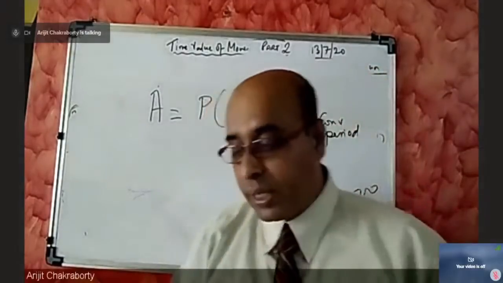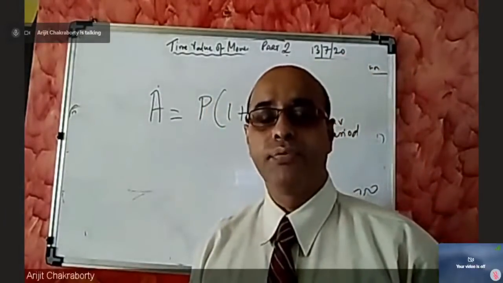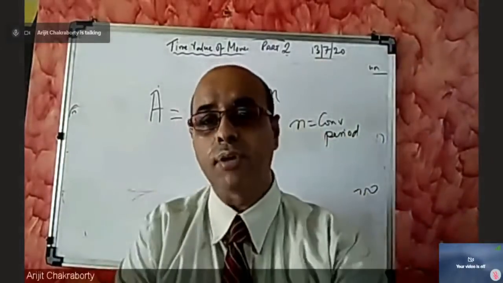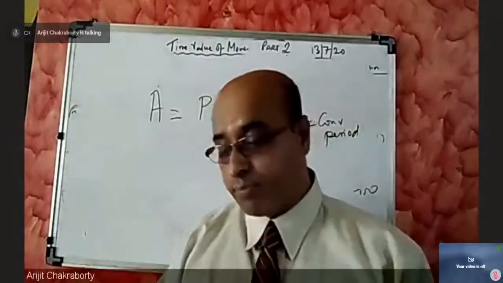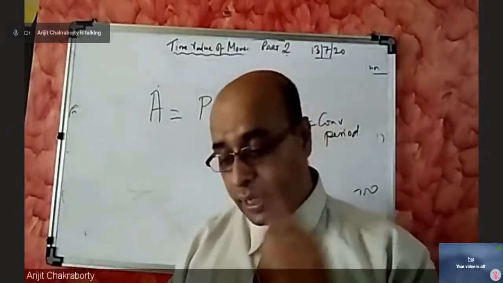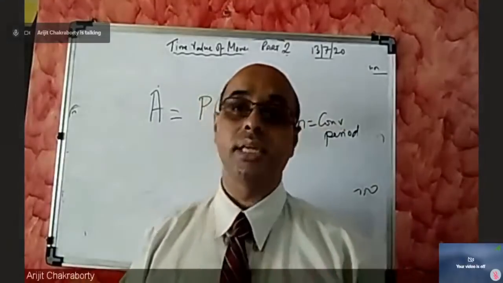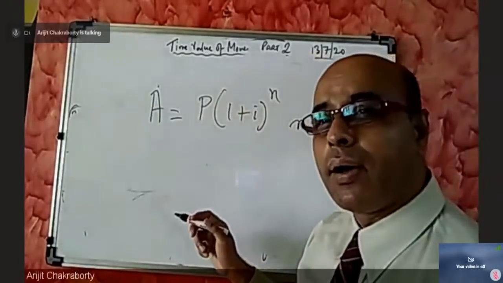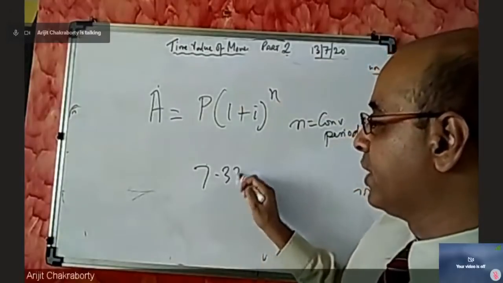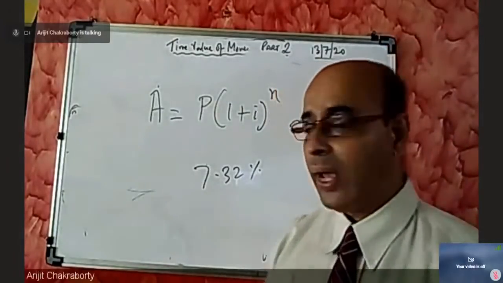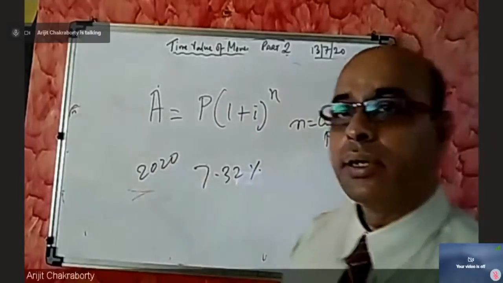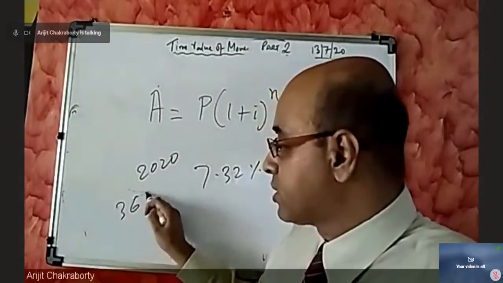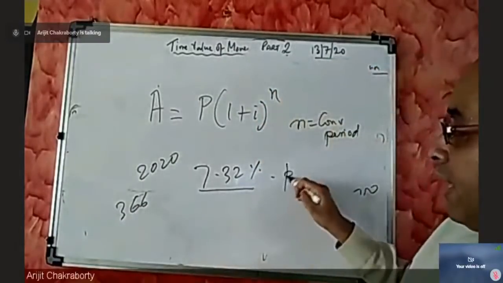The question is, if daily compounding is given, there's a question from Divesh Singla from Patiala. Sir, if it is daily compounding and the year is a leap year, shall we divide by 366? So if it is given that the interest rate is say 7.32%, and the year is 2020, which is a leap year, or 2016, which is a leap year, that means we have 366 days, and this is the per annum interest.